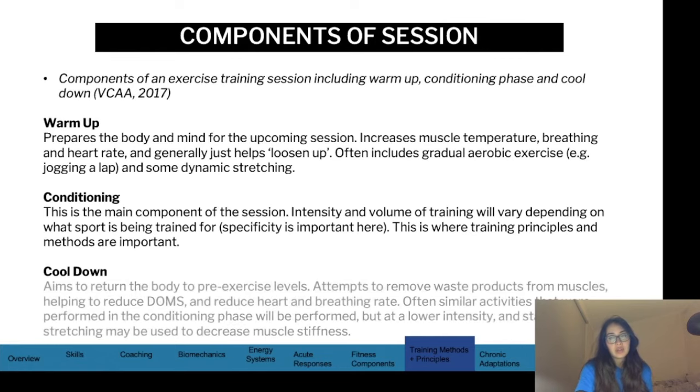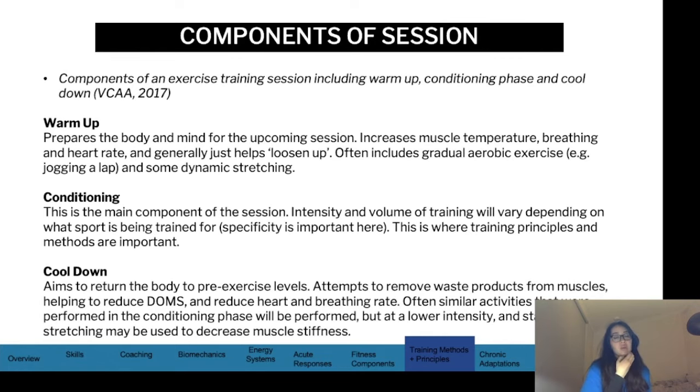We've got three components of a training session: warm-up, conditioning, and cool-down. Warm-up is often getting the body hyped up, so increasing muscle temperature, breathing, and heart rate, as well as dynamic stretching, whereas cool-down is static stretching. And returning the body back to pre-exercise levels, like getting rid of those wastes, reducing delayed onset muscle soreness. And conditioning is the main part of the session.